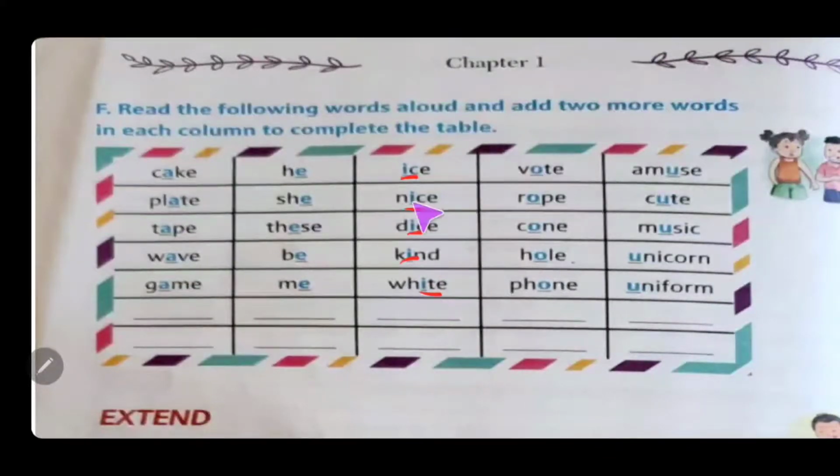So what we have to do is write two more words. Okay, let's write. So one word can be mice, right? And the other word can be mind, right? So the words are ice, nice, dice, kind, white, mice, and mind.